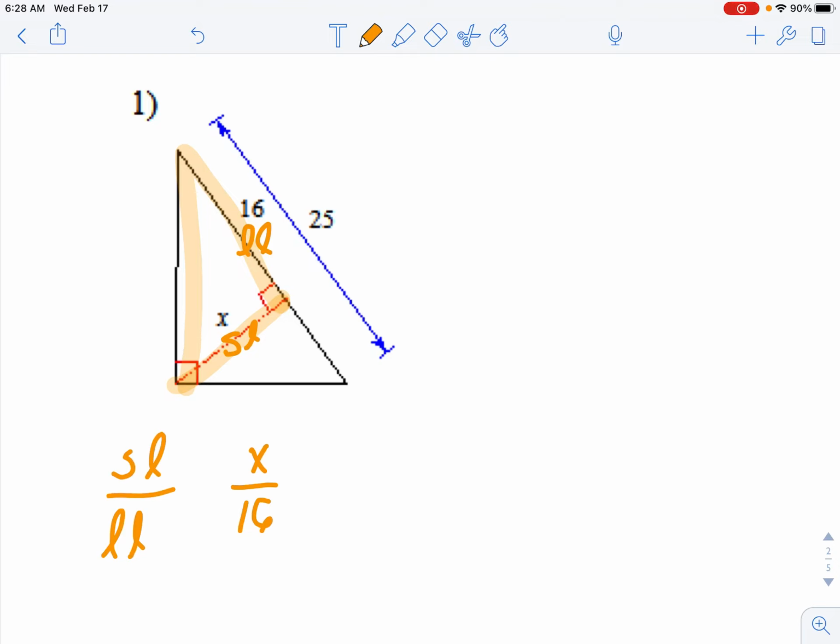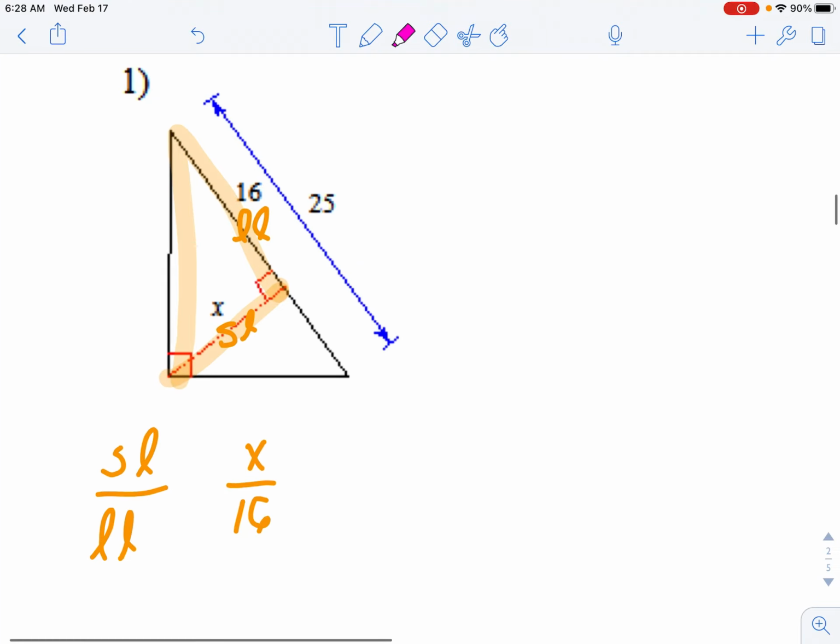All right, now, what else do I have? This one's slightly more tricky because initially you wanna look at this big triangle, but you only know the hypotenuse for that. You don't know the short leg and long leg. Well, let's analyze the baby triangle. Look at this. All right, and then a simple segment addition postulate problem. If this part's 16, the whole thing is 25, that means that this part right here is 9.